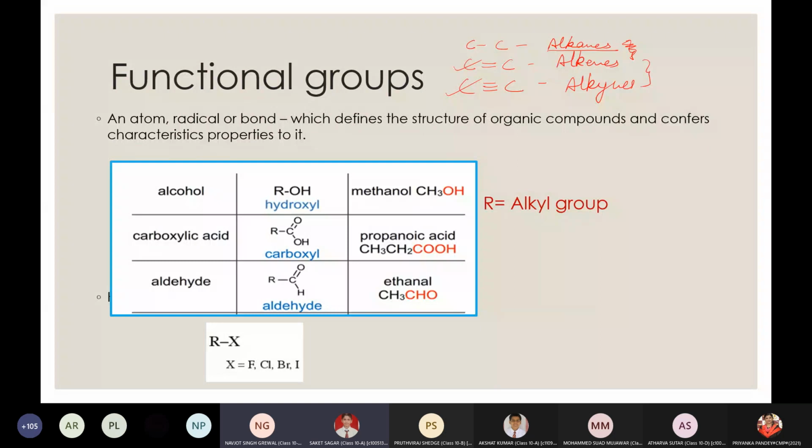Functional groups are a particular kind of group of elements that act as a bond for the carbon, and therefore some special types of carbon compounds are formed.